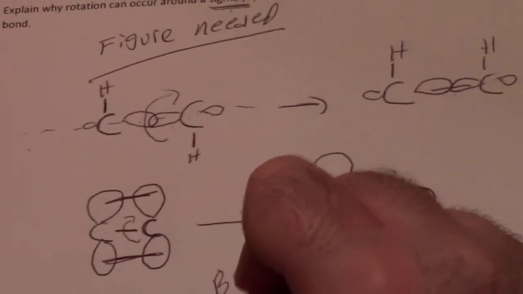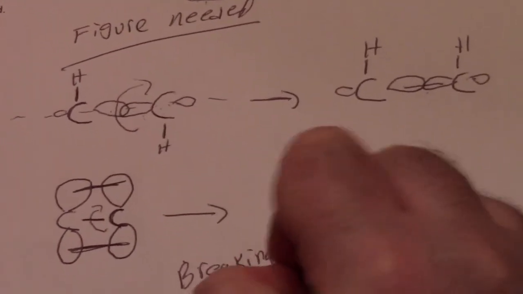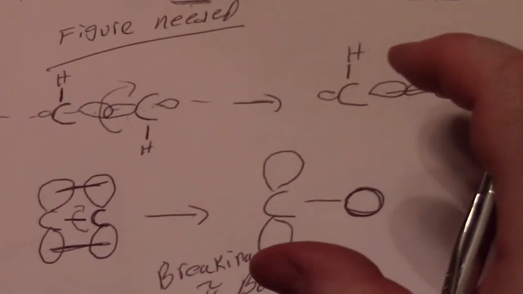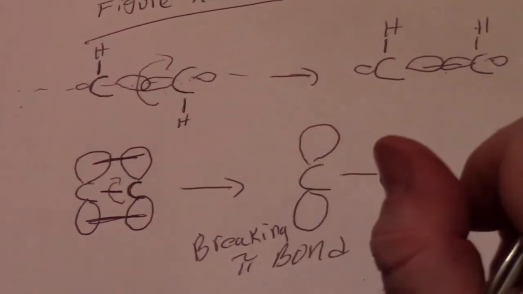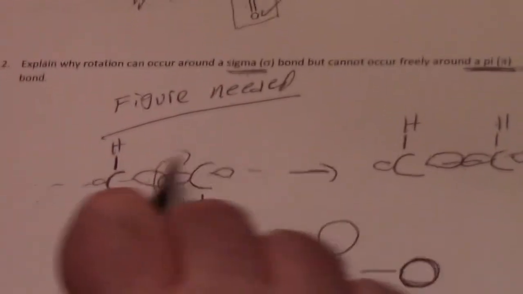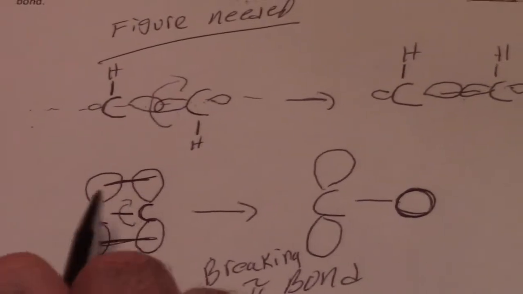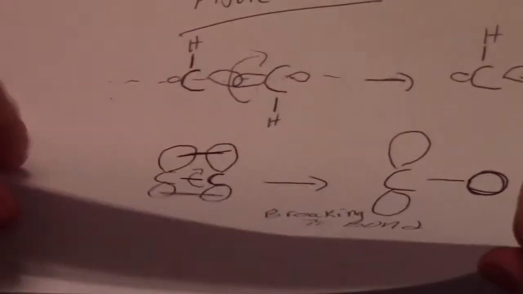We are breaking the pi bond in doing this. And so breaking bonds always takes energy. And so that's why you cannot freely rotate around a pi bond, but we can freely rotate around a sigma bond, because we're not changing the overlap of the orbitals in the rotation of the sigma bond, but we are altering the overlap of the orbitals in the pi bond.